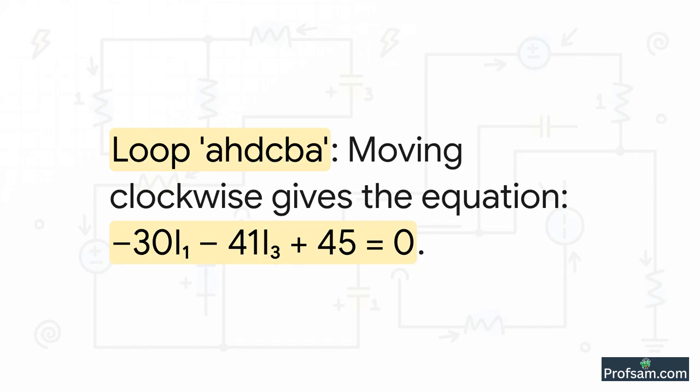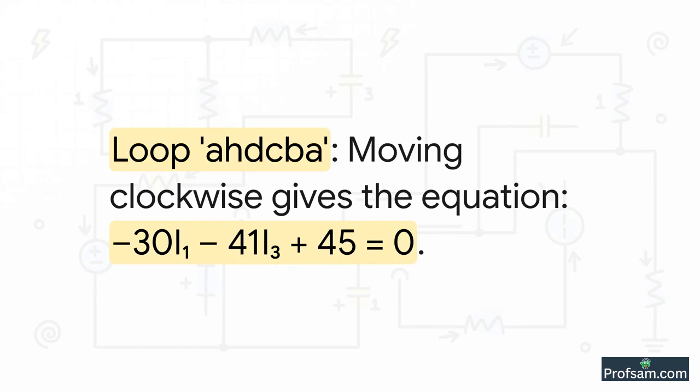First, we go through the 30 ohm resistor. Our path is in the same direction as the current I1, so potential drops. That means we write minus 30 I1. Okay? Next, we continue along, and from D to C, we're moving through the 41 ohm resistor, again in the same direction as the current I3. So another drop. That's minus 41 I3.